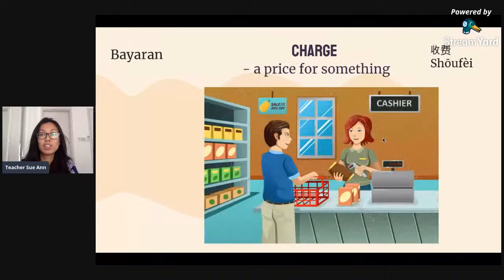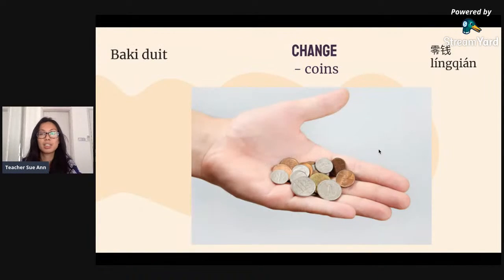Next, charge. I charge you a price for something. So this price is how much? The charge of this price. Okay, bayaran. I charge you 20 ringgit for this box. Next, change. If you're talking about change, it is baki duit, 零钱. So you want to talk about coins. Okay, I don't have any change. This one I don't have coins. I only got notes, big notes.